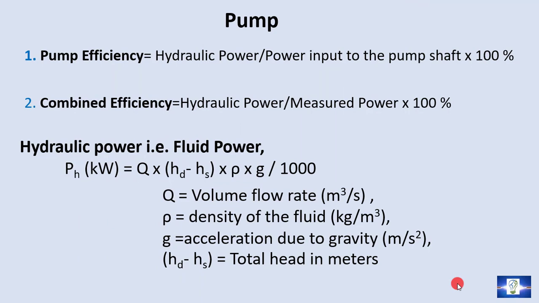The pump efficiency is equal to hydraulic power divided by power input to the pump shaft, times 100%, where the hydraulic power, meaning the fluid power, is equal to flow times head times rho times g divided by 1000. Here Q is the volume flow rate in meter cube per second, rho is the density of the fluid, g is the acceleration due to gravity, and HD minus HS is discharge pressure minus suction pressure in meters.